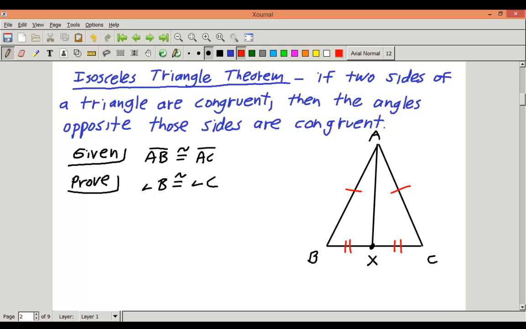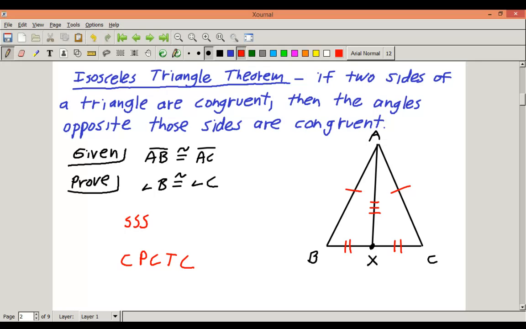Okay, we also see that AX is congruent to itself. And so now we see that the two triangles are congruent by SSS. And keep in mind what we're trying to prove. We're trying to prove angle B is congruent to angle C. If you look at angle B and angle C down there, those are the two angles that fall on top of each other if you line up these two triangles. So those are corresponding parts. And we know that corresponding parts of congruent triangles are congruent. So that tells you that angle B is congruent to angle C.